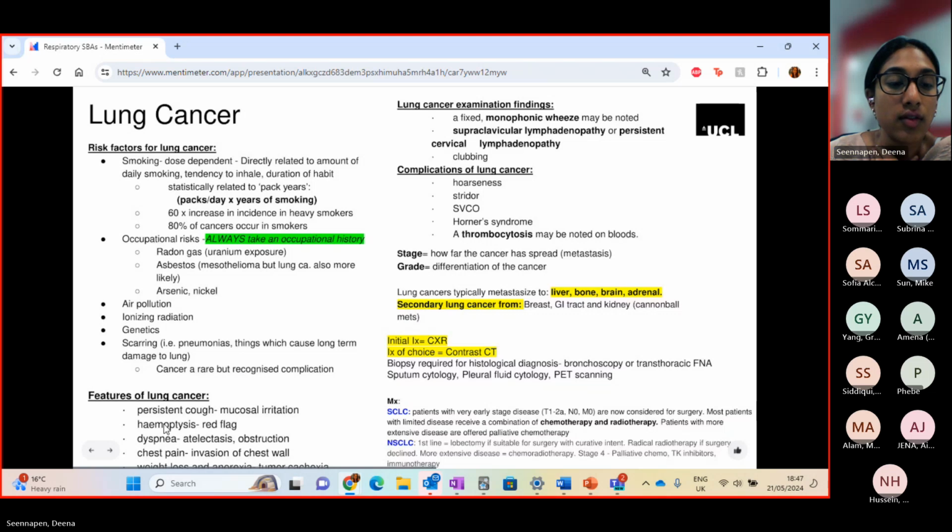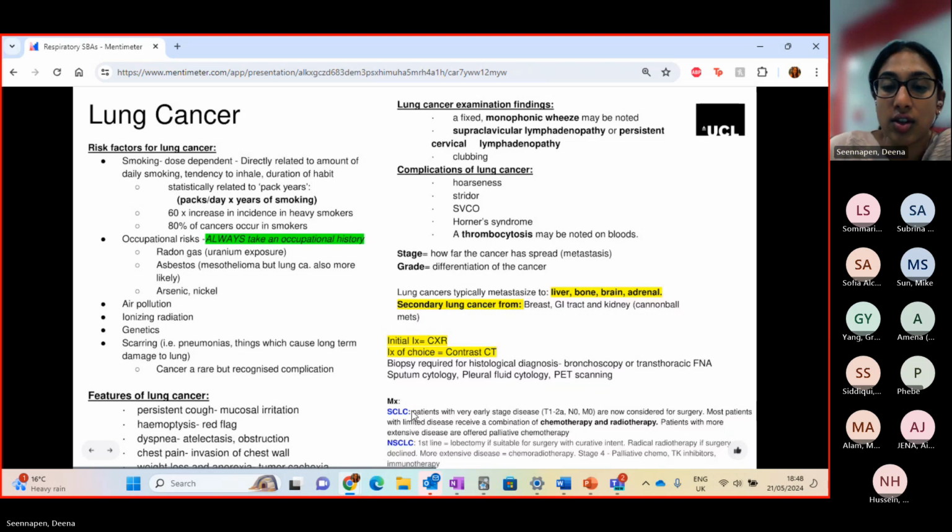And then, slightly cut off, but you've got some of the features of lung cancer, what we were talking about before: the persistent cough, hemoptysis, dyspnea. And then initial investigations we said would be chest X-ray and then your contrast CT to look for any mets as well.